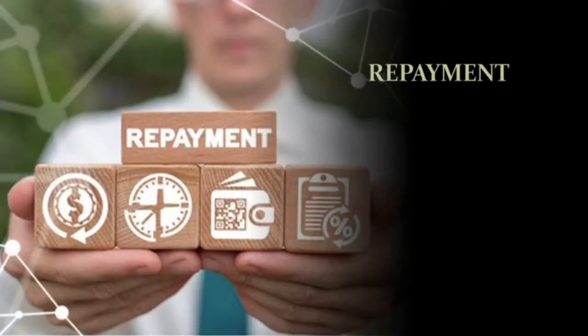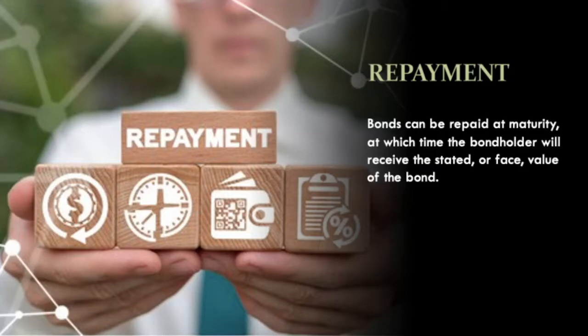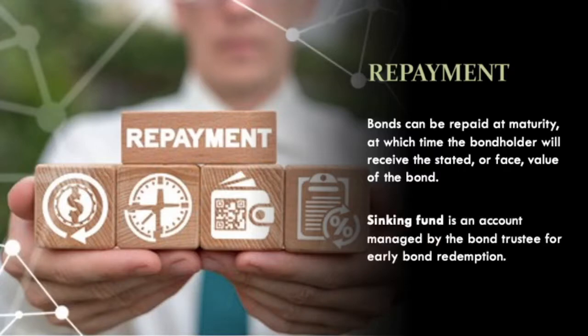Bonds can be repaid at maturity, at which time the bondholder will receive the stated or face value of the bond. It may be repaid in part or entirely before maturity. An early repayment is often handled through a sinking fund. A sinking fund is an account managed by the bond trustee for early bond redemption. Sinking funds are used to make debt repayment easier and to ensure that a default cannot happen because there is a sufficient amount of money available to pay the debt.